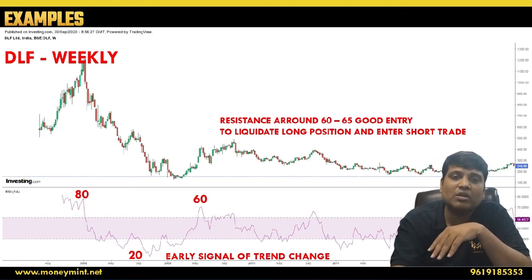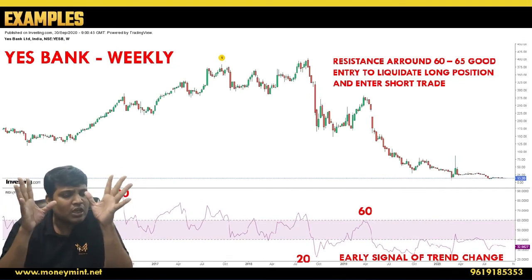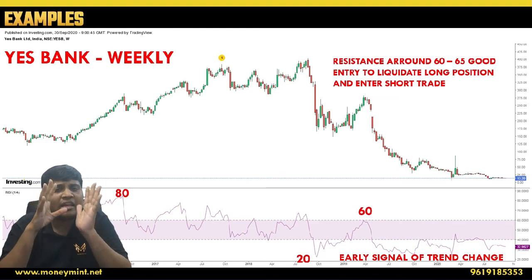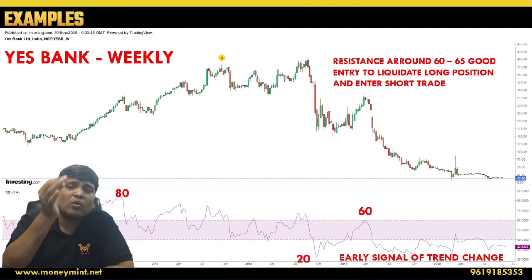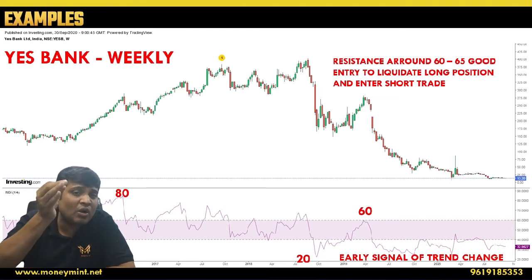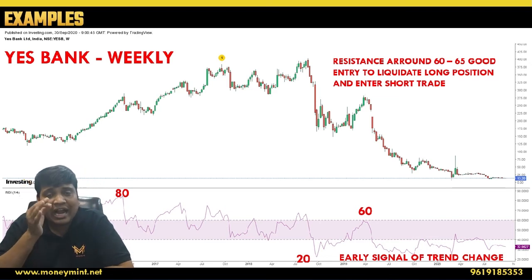So this is the importance of this strategy. Next example, Yes Bank, very good example. Yes Bank was making high and high and high, and then one fine moment some news came, and the weekly chart collapsed from 80 to 20 level for the first time in its life after listing. After that, when it touched 60, from 260 level it went down till today to 6 or 7 rupees. So that is the power of this transition method.